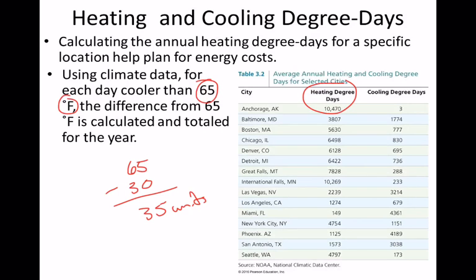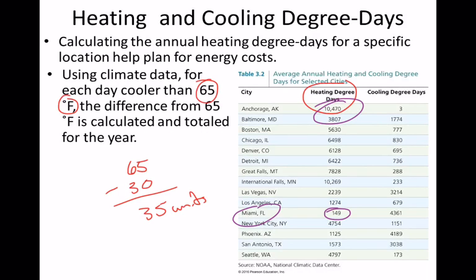So look how much, for instance, Anchorage needs to turn their heater on. 10,470 heating degree days, which really is just units accumulated throughout the year that are colder than 65. If we compare that to Phoenix, or Miami, you're like, dude, really? I don't think they need heaters, quite frankly.